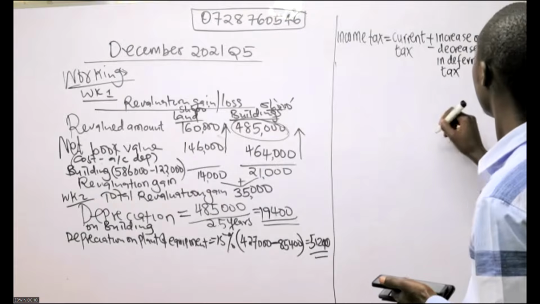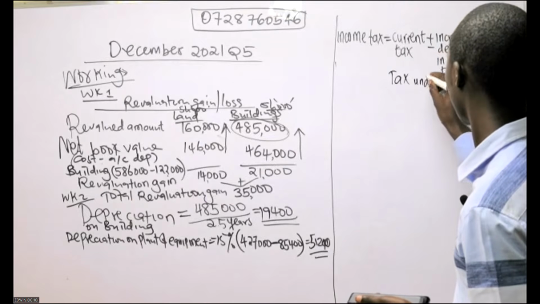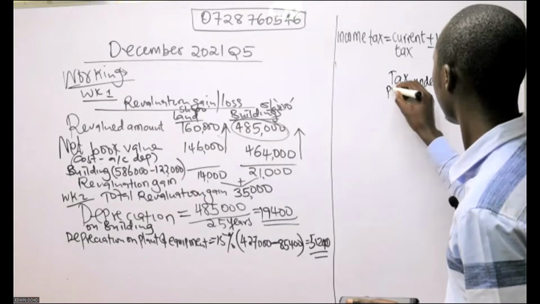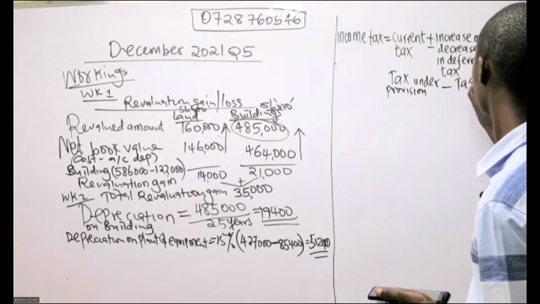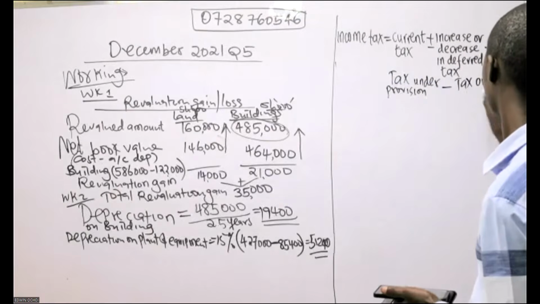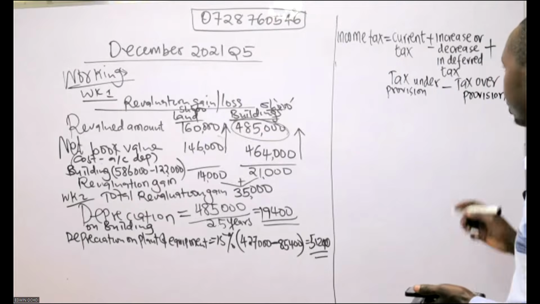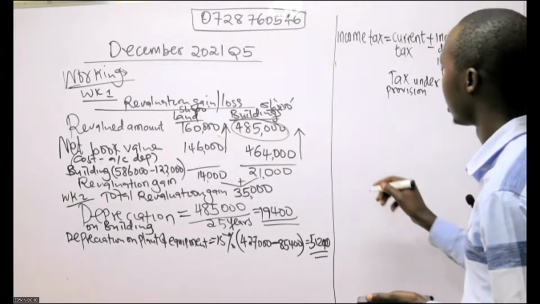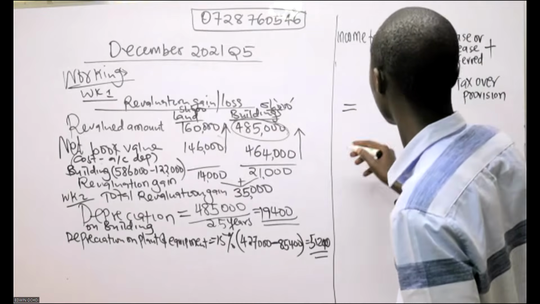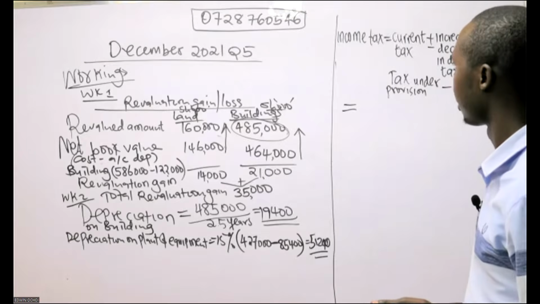Then we say add tax under provision, minus tax over provision. So it's very simple if you can remember that, how we are supposed to get deferred tax, because that is the only difficult thing here.